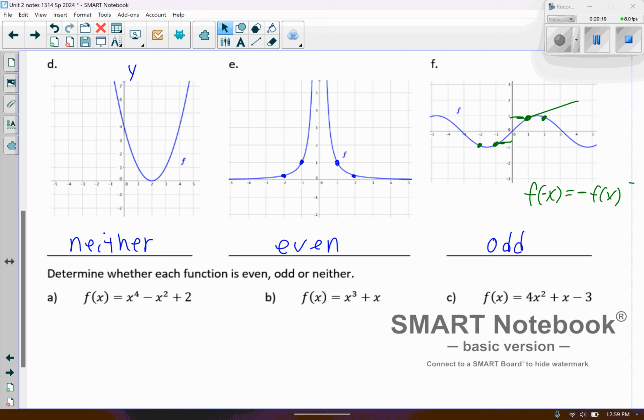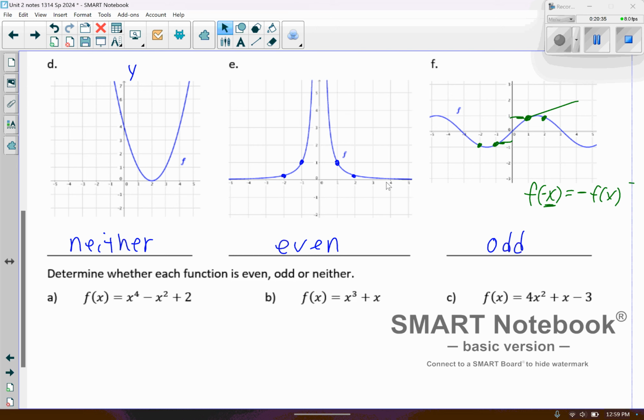So whenever I plug in f of negative whatever, it's equivalent to the opposite of what f of the positive version of whatever I was evaluating right here. And so that leads us to our last part where we're going to determine whether they're even, odd, or neither.